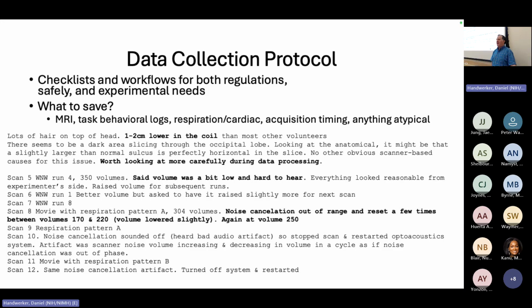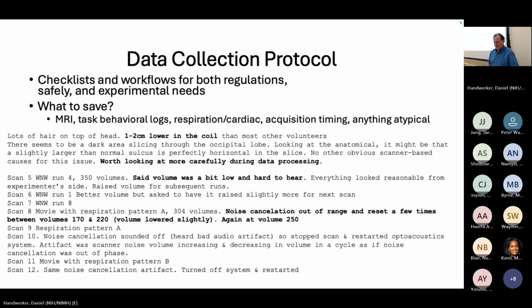So the volunteer had a lot of hair on top of their head, and I wrote down that the top of their head may be 1 to 2 centimeters lower than others, which means it's further from the receiver coil, so the signal quality is going to be different. I also noted there was something weird about their gyri, a gyrus I was interested in. I think it was just the slice angle, but I said it was worth double checking when processing later.